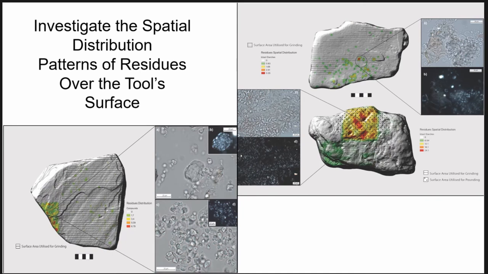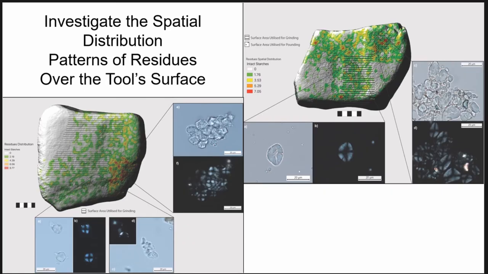You can see how we have differences in the displacement of residues given by the activity performed. So you can see the tools where grinding was performed, you have most of the intact starches localized at the periphery of the surface. While, for example, where pounding was performed, a lot of intact starches remained in the utilized area. While here, where I have done a little grinding, you can see most of the starches are displaced on the outer parts. Again, we have most similar patterns here.